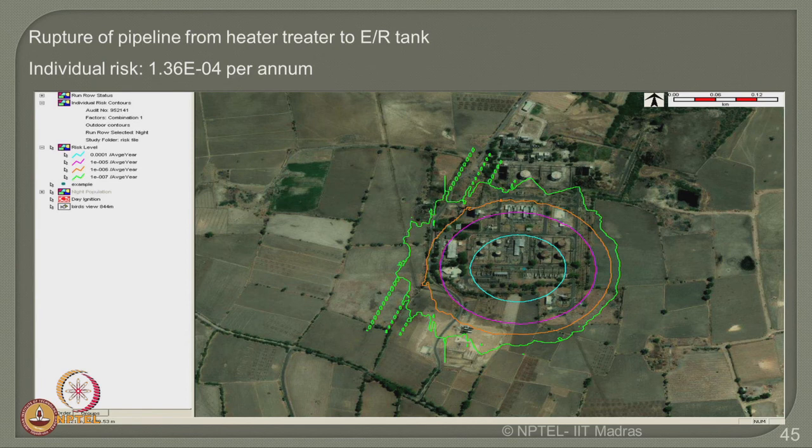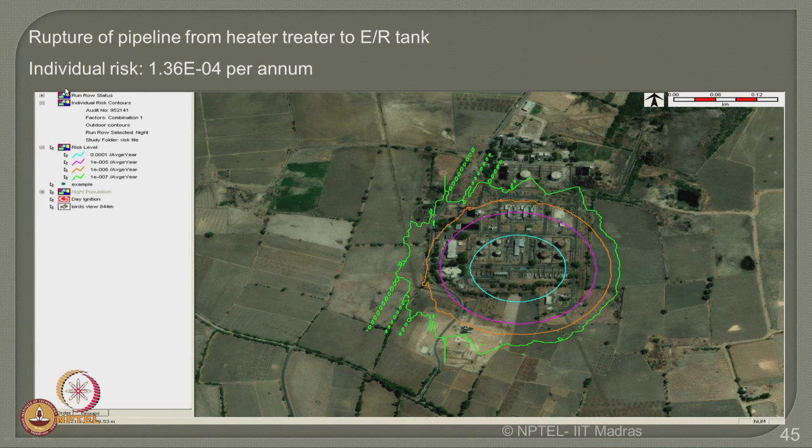For individual risk, we have also plotted the risk contours, which are shown in the figure here. The risk levels are shown as 0.001 average here, whereas pink is 1 × 10⁻⁵, orange is 1 × 10⁻⁶, whereas the green one, which is acceptable, is 1 × 10⁻⁷ average here. This is plotted for different temperature, pressure and day and night stability class.